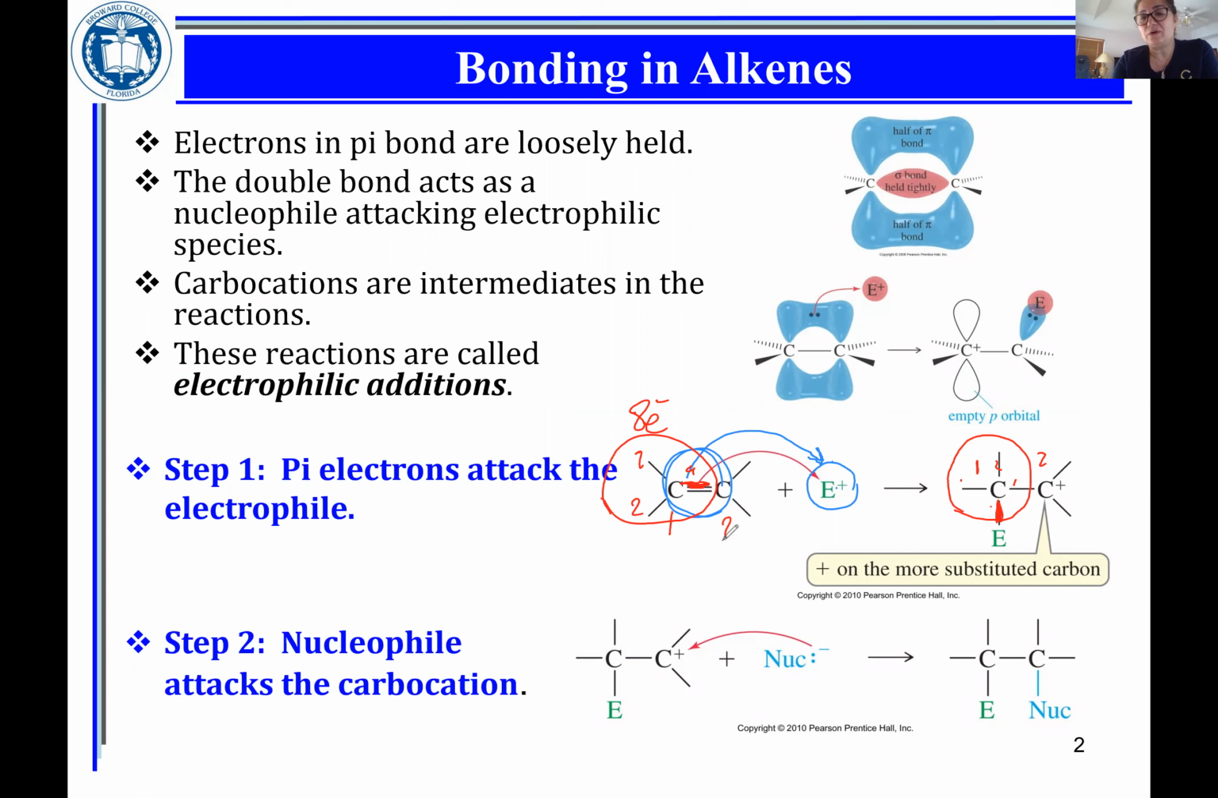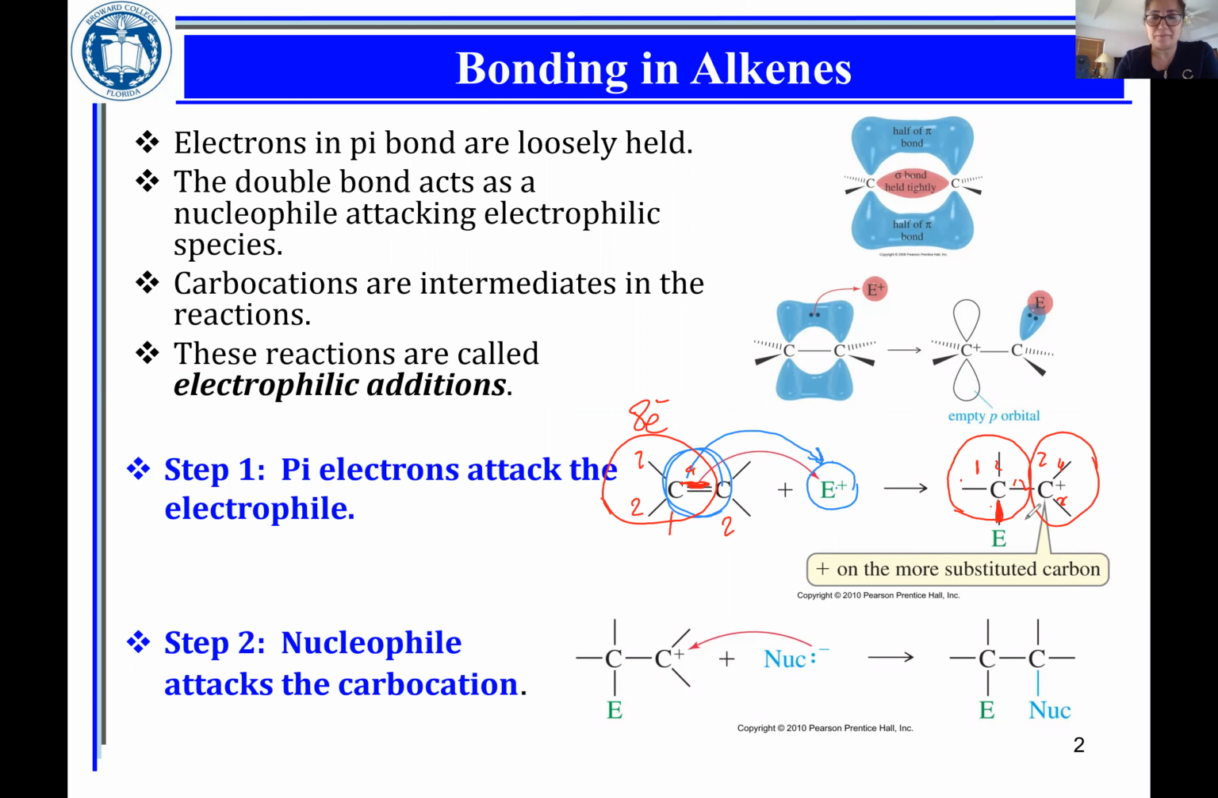But what is happening to carbon number 2? Carbon number 2 has given up a pair of electrons to carbon 1 to form the bond with the electrophile. So carbon 2 has only 2 electrons, 4 electrons, and 6 electrons. And if it has only 6 electrons, it's electron deficient, and it gains a plus charge.